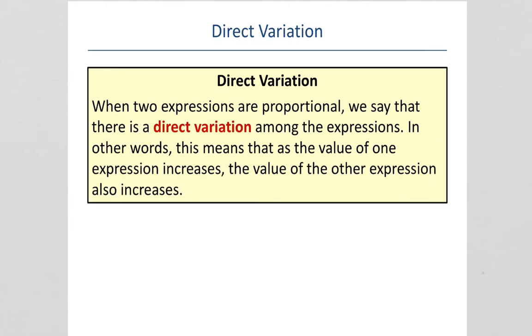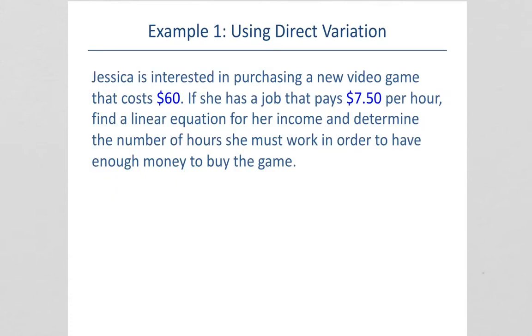When two expressions are proportional, we say that there is a direct variation among the expressions. In other words, this means that as the value of one expression increases, the other value also increases. And the same thing, if one value decreases, the other also decreases.